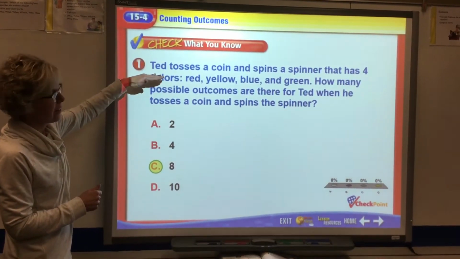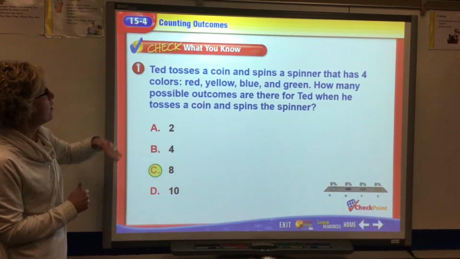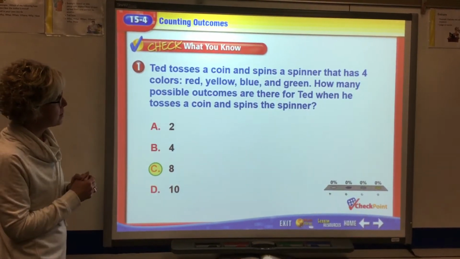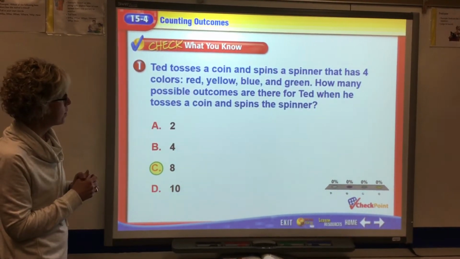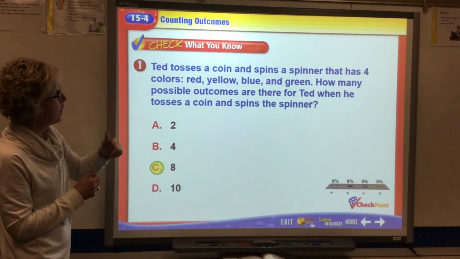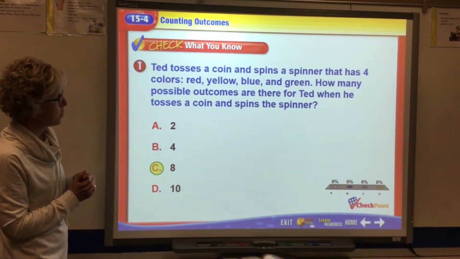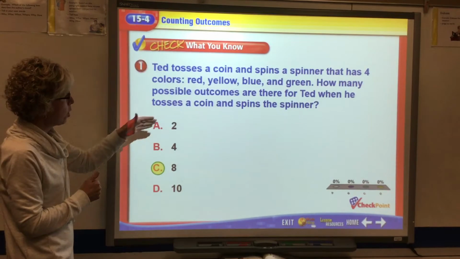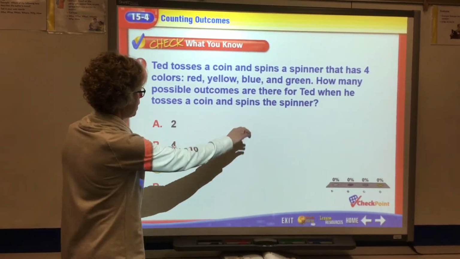So let's look at this a little bit closer. Ted tosses a coin and spins a spinner that has 4 colors: red, yellow, blue, and green. How many possible outcomes are there for Ted when he tosses a coin and spins the spinner?